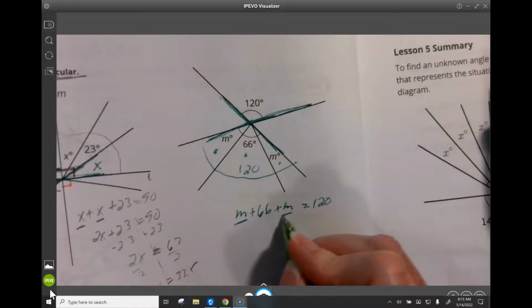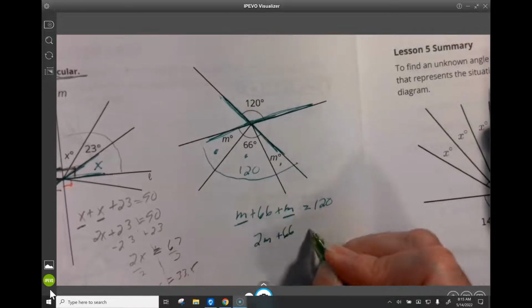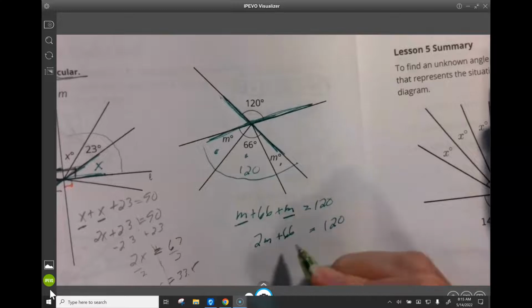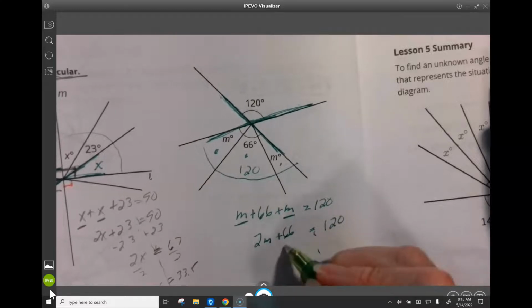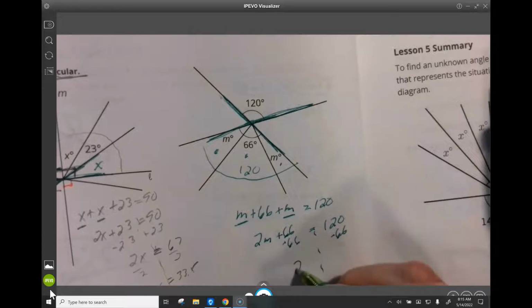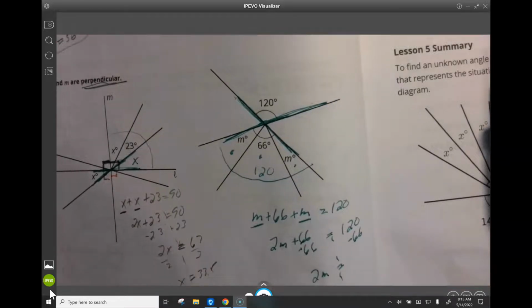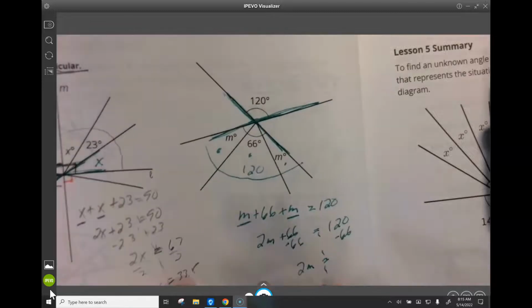I now have like terms. 1M plus 1M is 2M. Plus 66 is equal to 120. Okay, draw your line. I have a 66. I'm going to subtract it. So I get 2M is equal to 54. Is that right?